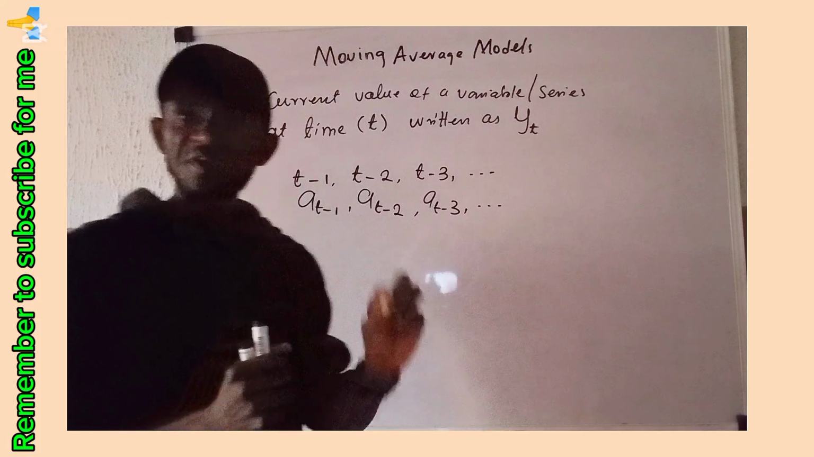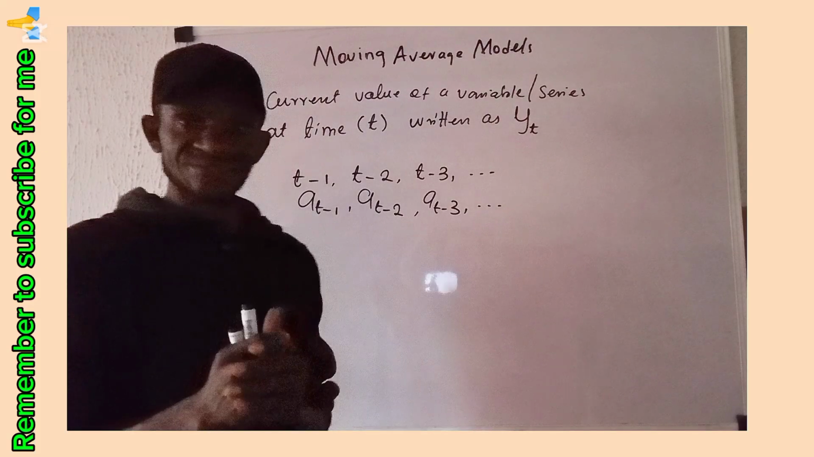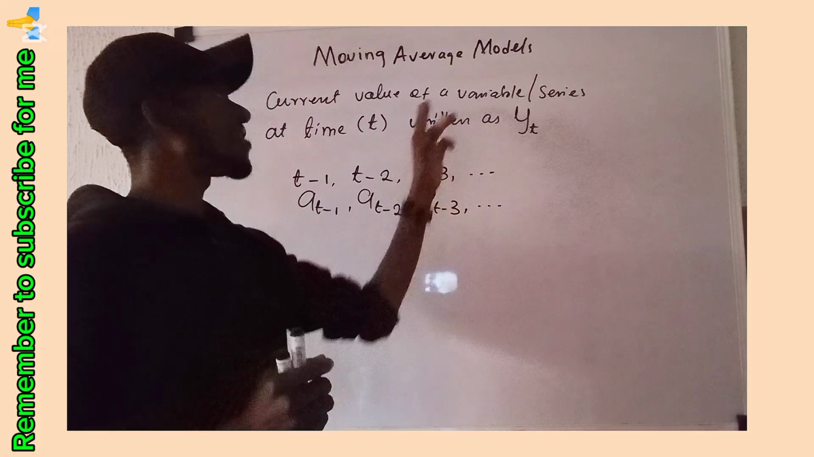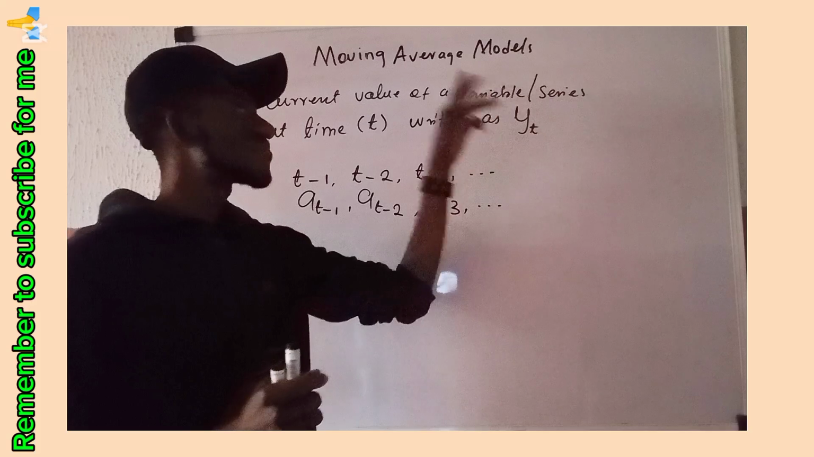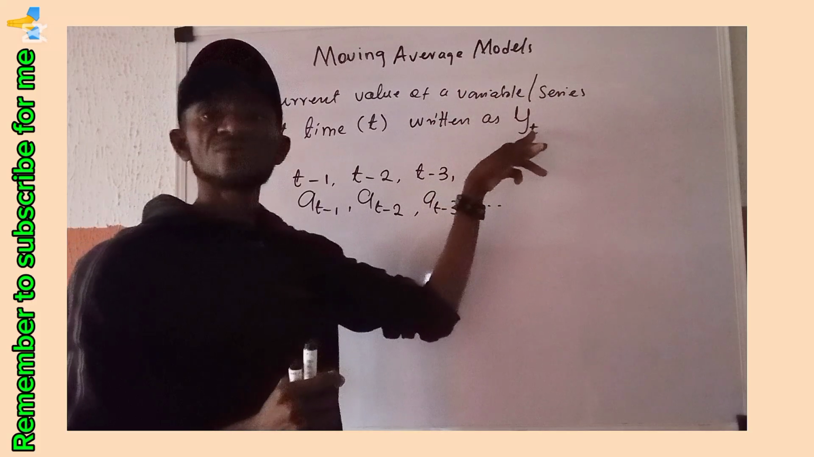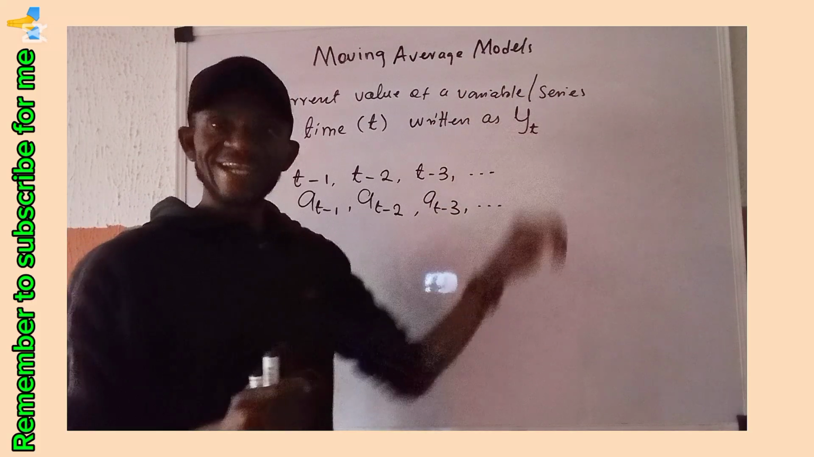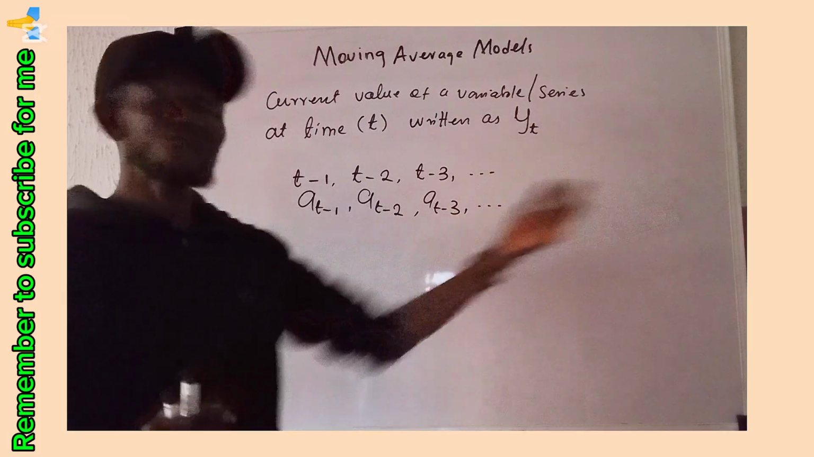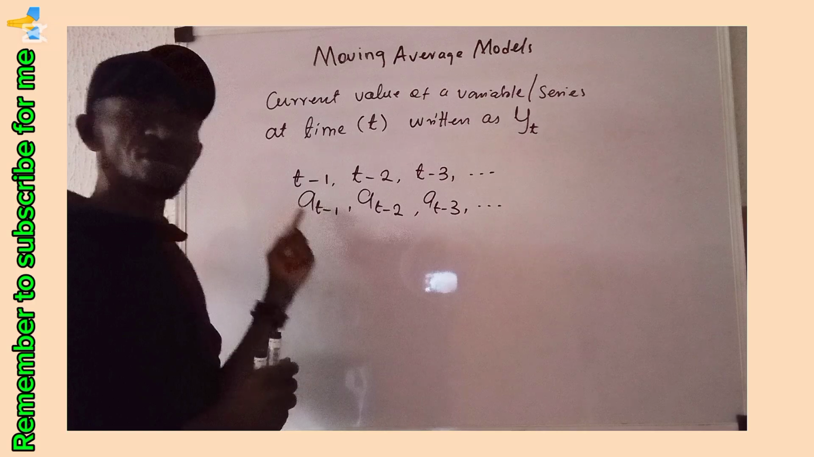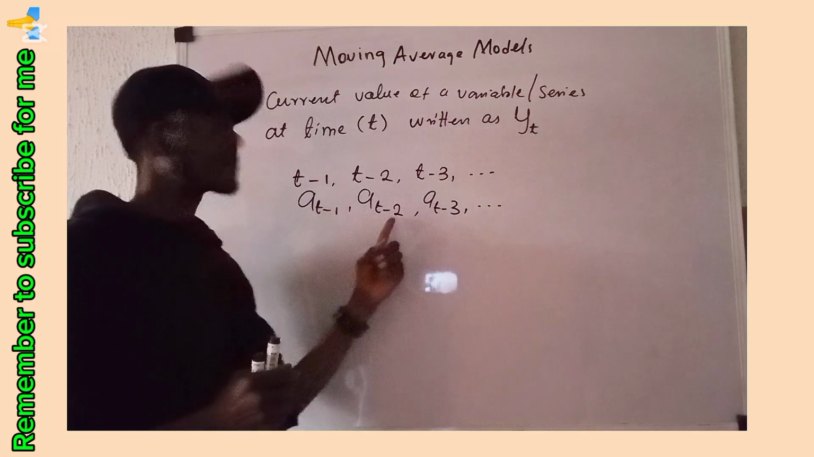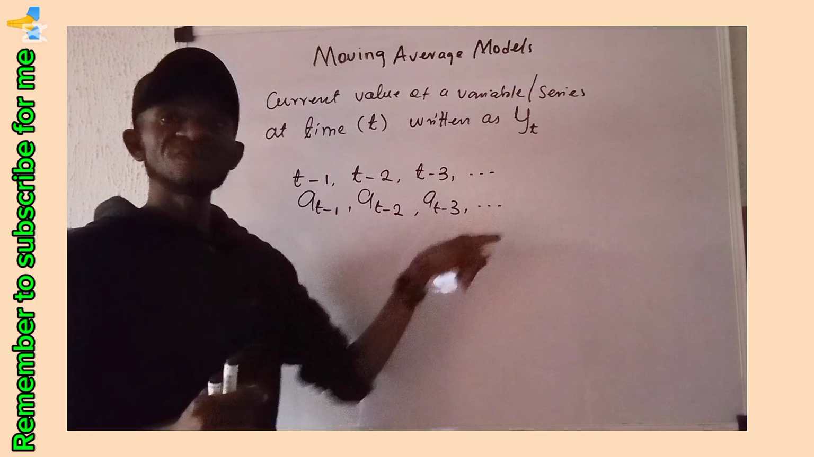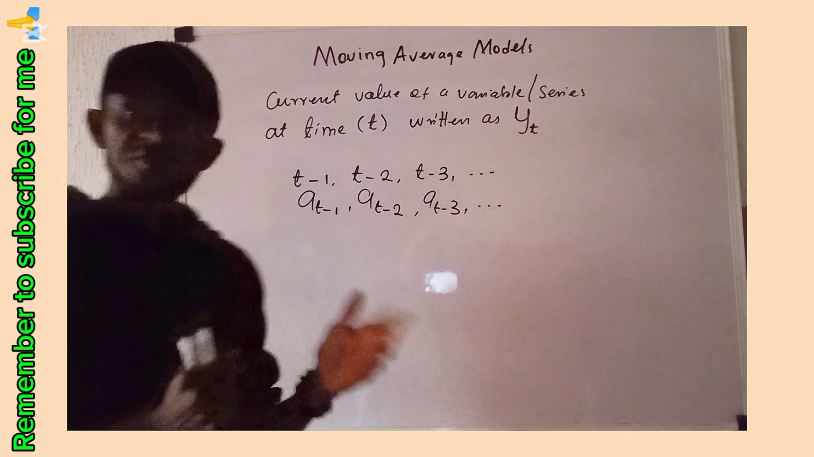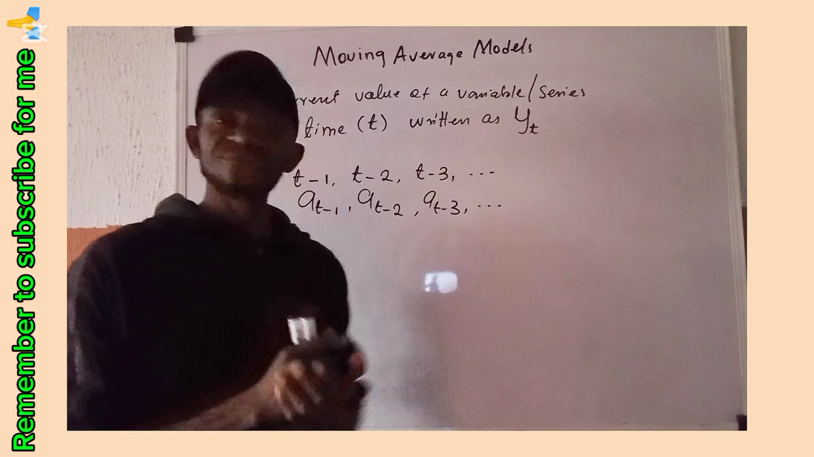Therefore, a moving average model can be stated as: the current value of a variable or a series, given as y of t, is linearly dependent on the previous error terms a of t minus 1, a of t minus 2, a of t minus 3 down the line. That is what a moving average model is talking about.